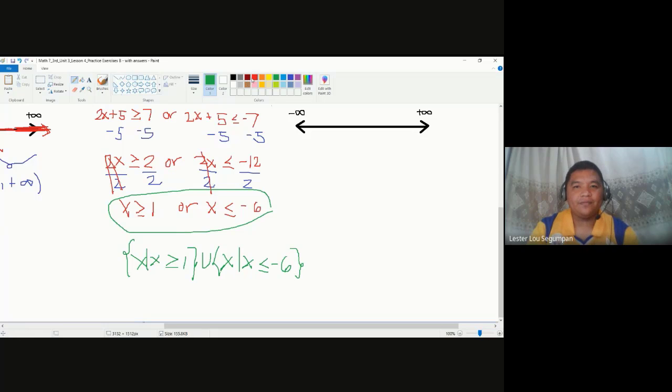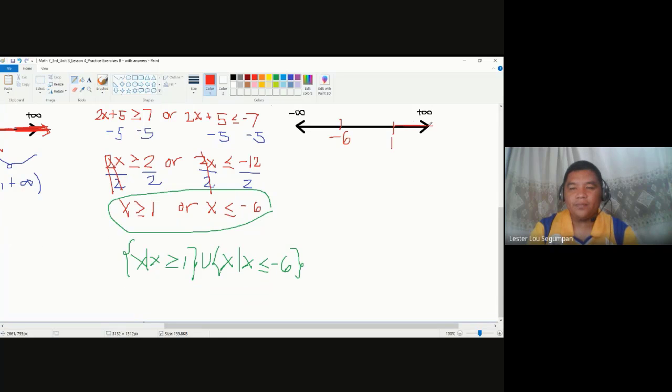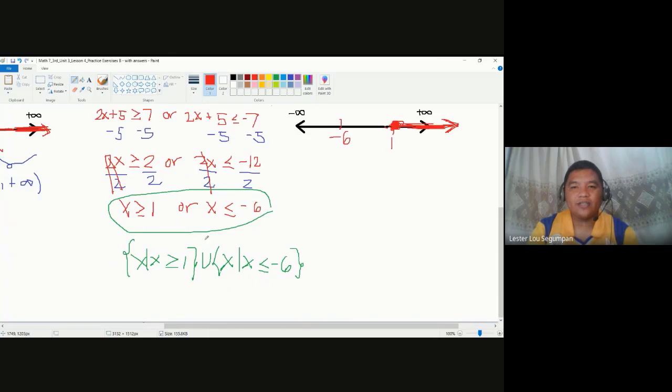The graph, we have two graphs. Here is negative 6, again, the smaller value, and you have here 1. 1 goes up rather, to the right, arrowhead. What is different here is we simply shade here 1, because 1 can be substituted here and still make the inequality true. For negative 6, let's try.